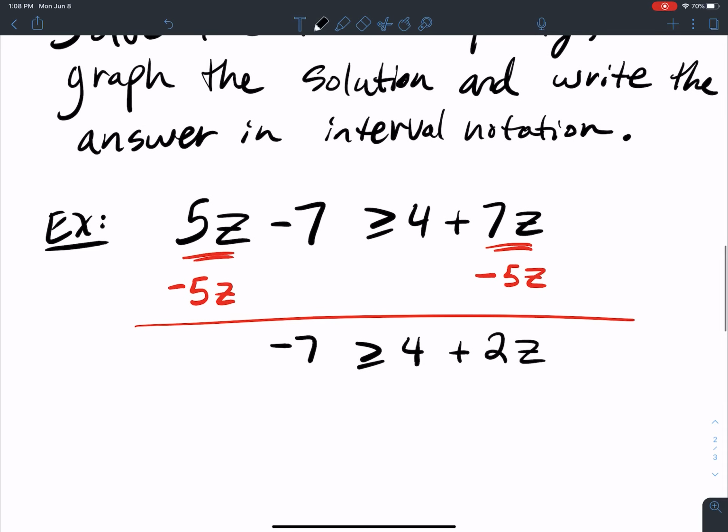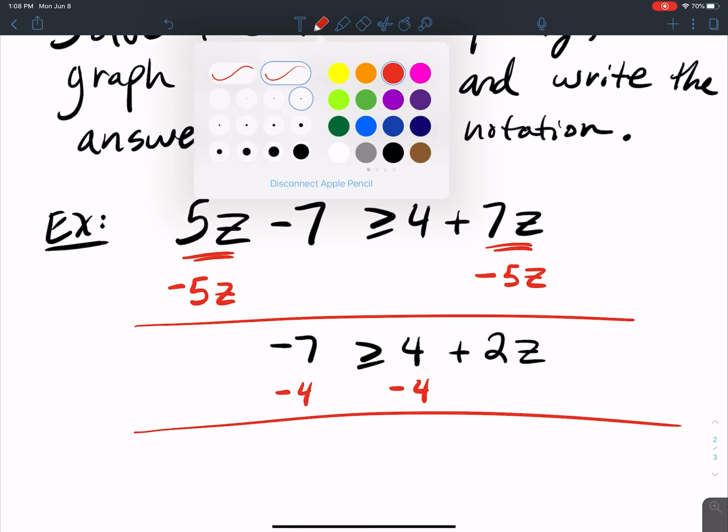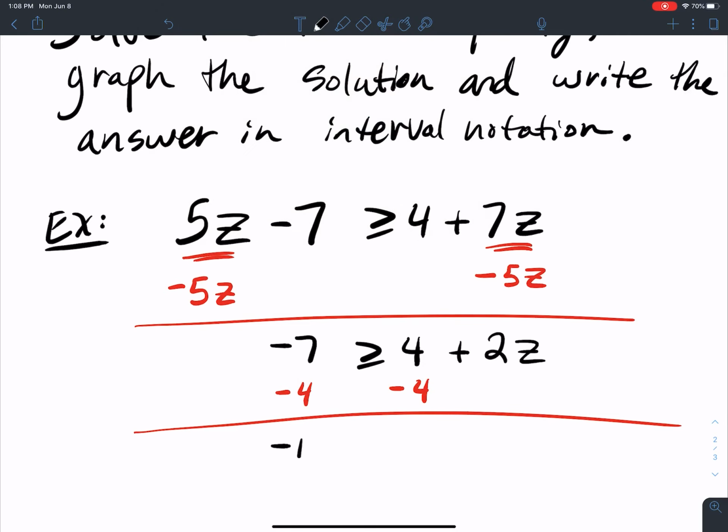Now to solve, I have to think, what's the opposite of plus 4? It's minus 4. So I'm going to do a minus 4 and a minus 4. If I do something on one side, what do I have to do? I've got to do the same thing to the other side, right? And so I get negative 11 greater than or equal to 2z.